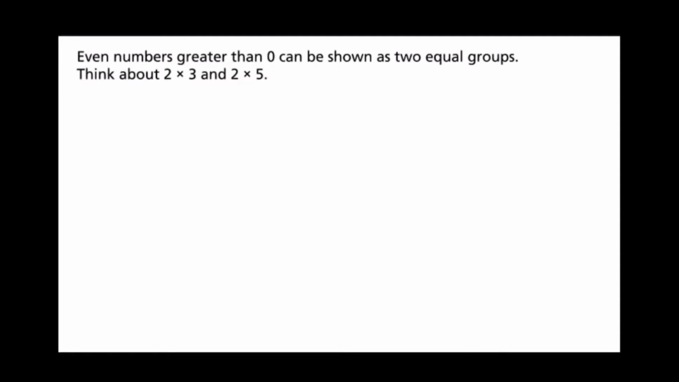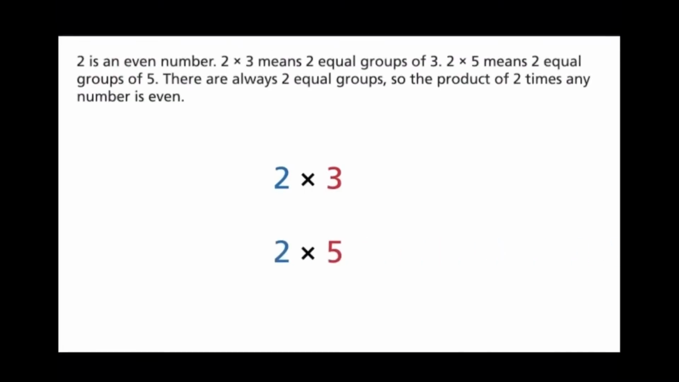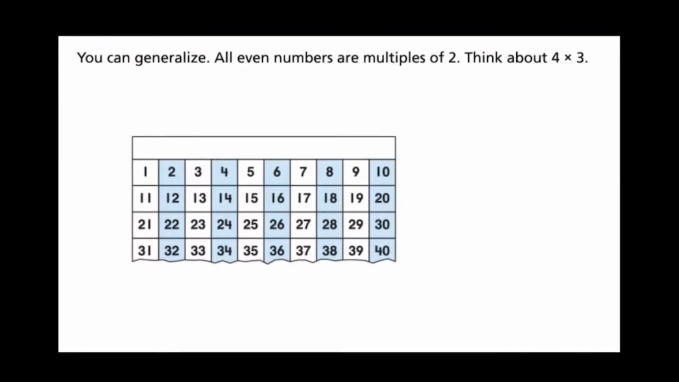Even numbers greater than 0 can be shown as two equal groups. Think about 2 times 3 and 2 times 5. 2 is an even number. 2 times 3 means two equal groups of 3. 2 times 5 means two equal groups of 5. There are always two equal groups, so the product of 2 times any number is even. You can generalize. All even numbers are multiples of 2.